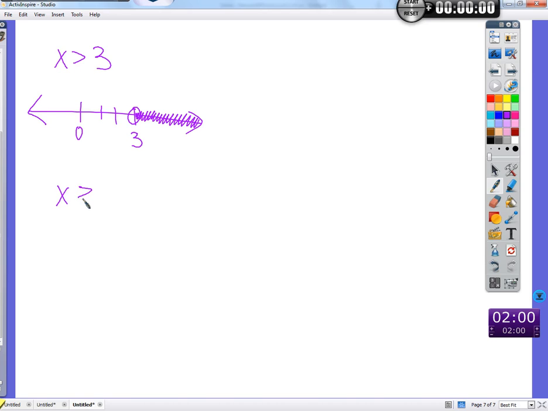But x is greater than or equal to 3 looks like this. Bigger than 3, and once you get to 3, that's okay, so we'll fill in that circle so 3 is included. So from 3 on up works just great.